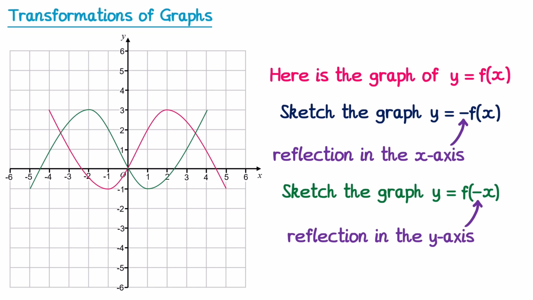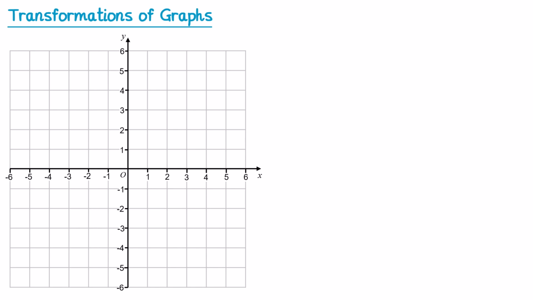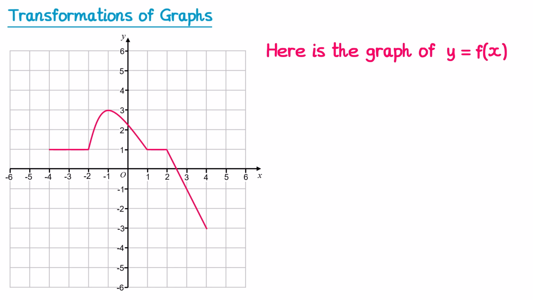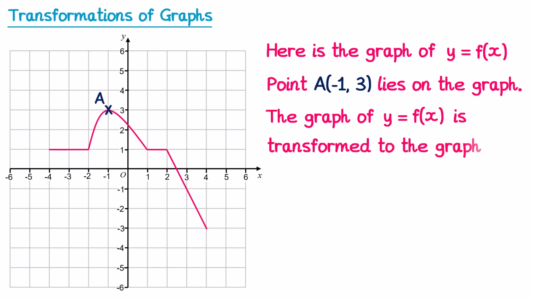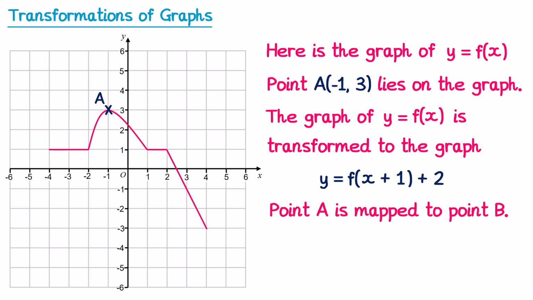Sometimes, rather than translating the whole graph, we only need to consider what happens to one of the coordinates. Let's have a look at one of these now. So here's the graph of y equals f of x. And we're told that the point A is on this graph and it's negative 1, 3. So that's this point here. The question might say the graph of y equals f of x is transformed to the graph y equals f of x plus 1, plus 2. We're told the point A is going to be mapped to point B under this transformation, and we need to work out the coordinates of point B.